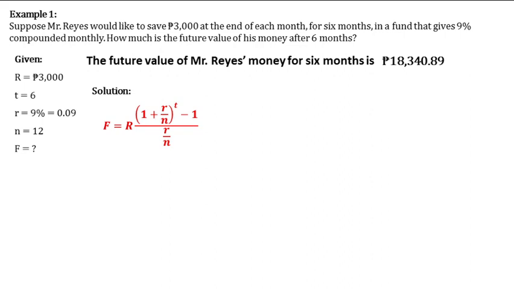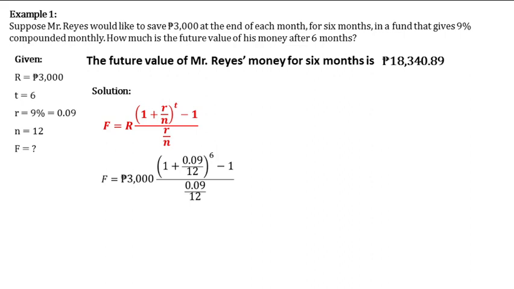So, the formula is future value of annuity is equal to the product of periodic payment and the quotient of the difference of 1 plus r over n raised to t and 1, and r over n. Then, we substitute the values dun sa formula. So, meron tayong 3,000 times 1 plus 0.09 over 12 raised to 6 minus 1 all over 0.09 over 12.